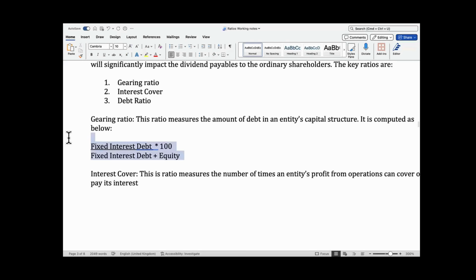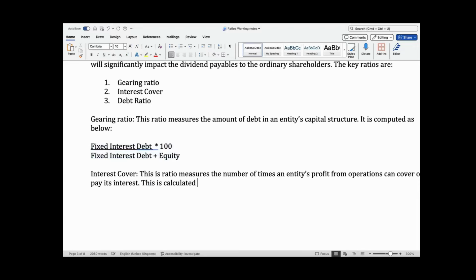Of course, I'm sure you know that the lower this gearing ratio, the better. The lower, the better. And an ideal is 50%. As soon as it becomes higher than 50%, it becomes an issue. The financial risk is getting more.